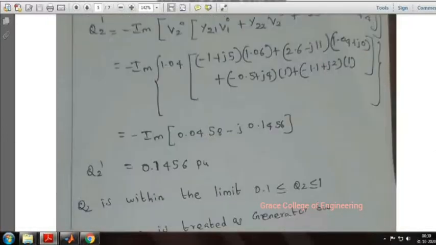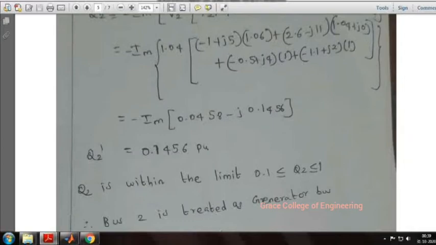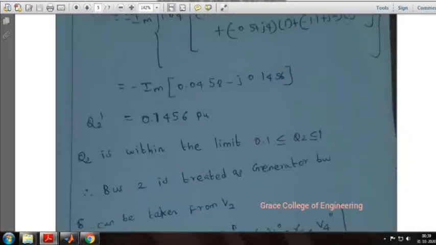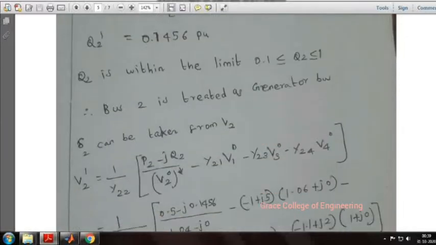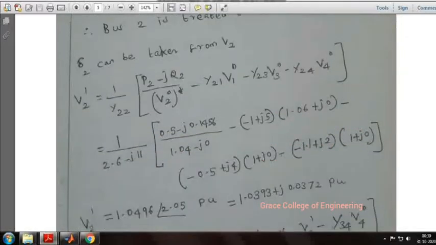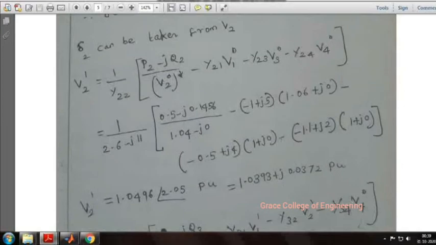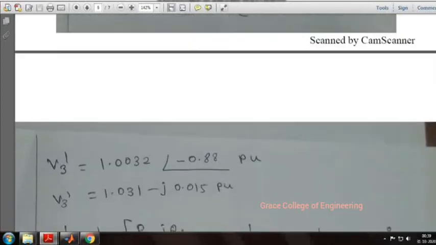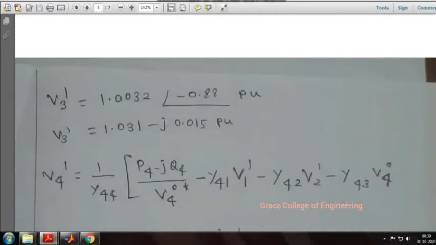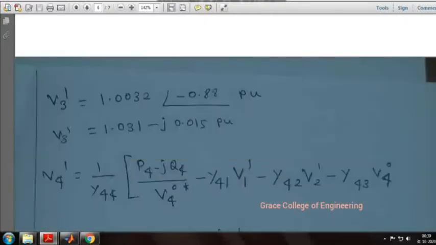We can calculate Q2 and this is under the limit. Therefore, bus 2 is treated as a generator bus. And now we are going to find the values of voltages V2, V3 and V4 by using the formulas in the Gauss-Seidel method.